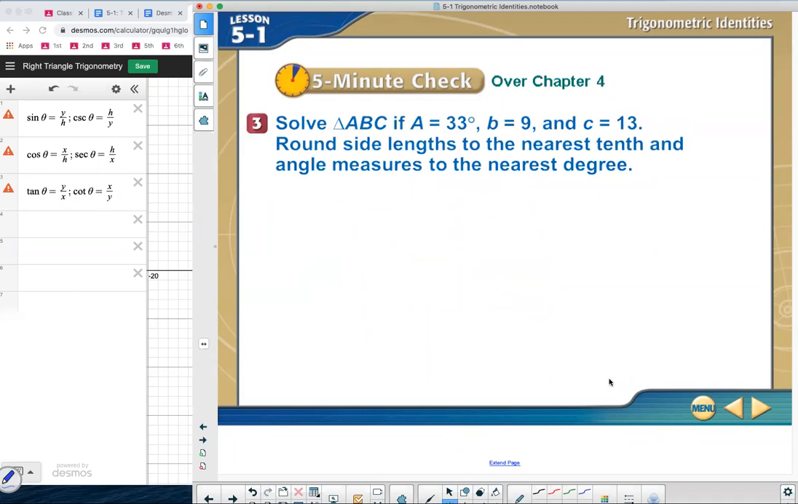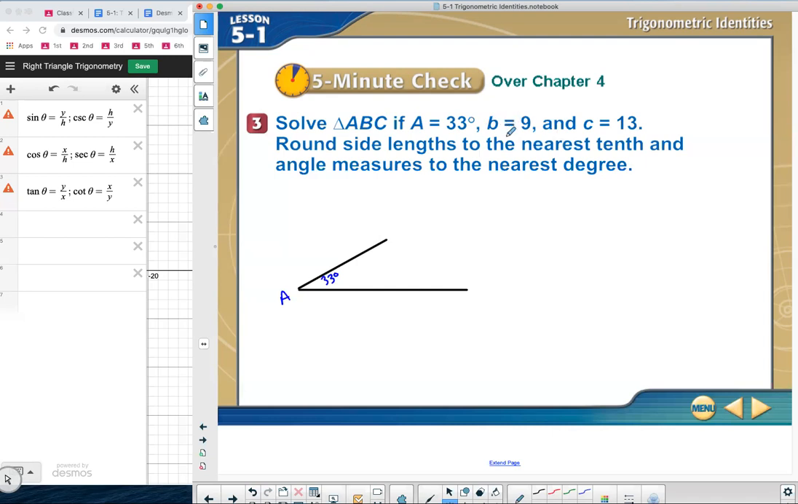Let's take a look at example 3. It says solve triangle ABC if angle A is 33 degrees, b is 9, and c is 13. So let's take a look on this one. We don't know if it's a right triangle or not, but we do know angle A is about 33 degrees. So I'm just going to say somewhere in there roughly. I'm going to represent this as angle A and say this is 33 degrees.